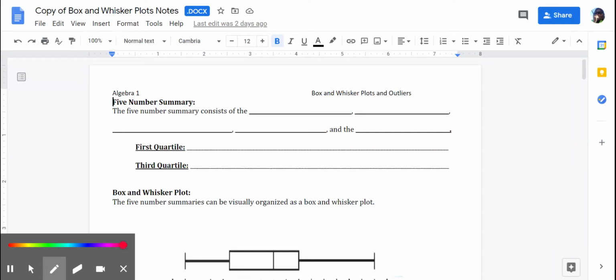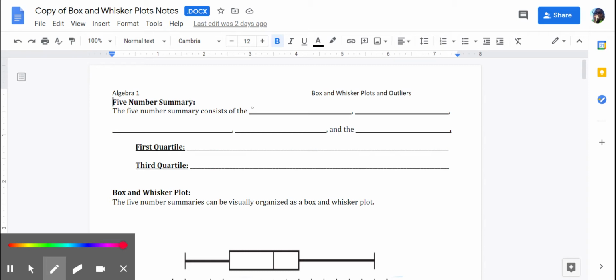So today we're going to continue with our study of statistics, and today we're going to focus in on the 5-number summary and box and whisker plots. As I've told you before, mathematicians are not the most creative people in the world, so the 5-number summary is going to consist of 5 things that tell us about the numbers of the data set.